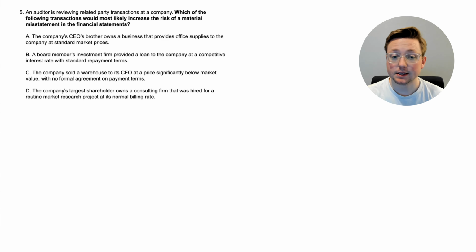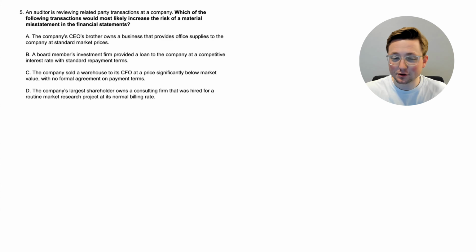Option A, the company's CEO's brother owns a business that provides office supplies to the company at standard market prices. Option B, a board member's investment firm provided a loan to the company at a competitive interest rate with standard repayment terms. Option C, the company sold a warehouse to its CFO at a price significantly below market value, with no formal agreement on payment terms. And then option D, the company's largest shareholder owns a consulting firm that was hired for a routine market research project at its normal billing rate.